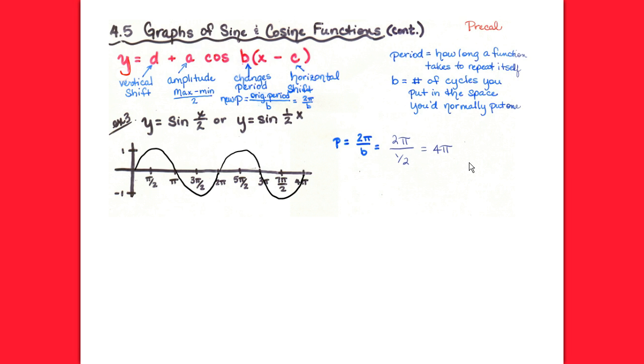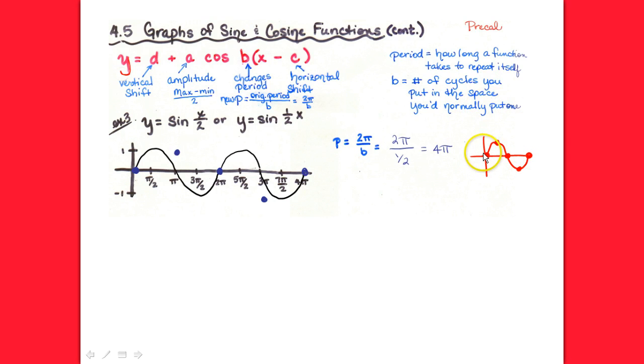So if my new period is 4 pi, how am I going to draw this graph with a period of 4 pi? Well, two ways to think of it. We've said that period is how long it takes for a function to repeat itself. So I need to draw this curve so that it doesn't start repeating itself until it gets down here at 4 pi. So what I can do is think about, what does the normal sine curve look like?